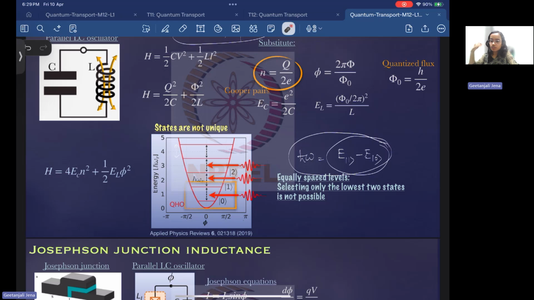So when we move to higher energy, the energy difference decreases. So for that case, it's not an issue. But if we have a parabolic confinement, then this is the real issue. We can't select the 0 and 1 state by using a radiation of h-cut omega. So to tackle this problem, that is, to select only this 0 and 1 state, what we can do is use the superconducting circuit.